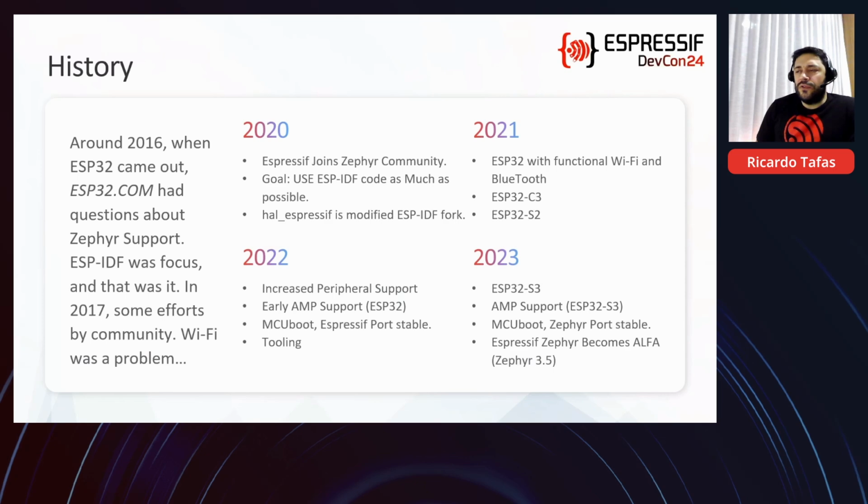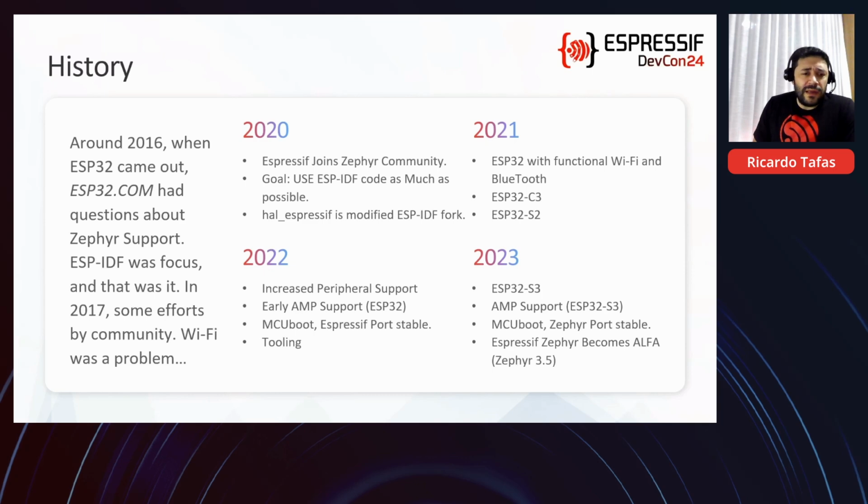So around 2016, ESP32 came out, and I did some forensics, and I could find that there were some questions made about Zephyr support. By that time, we can assume that ESP32 was a brand new chip, and ESP-ADF was the focus. It was on its first releases, and not much happened on the Zephyr and ESP32.